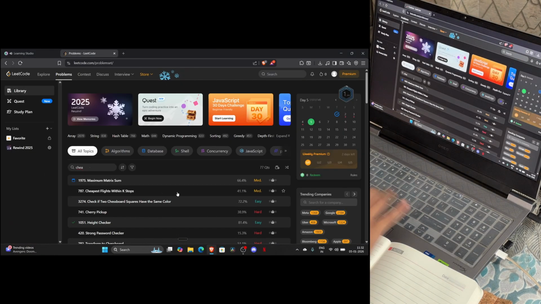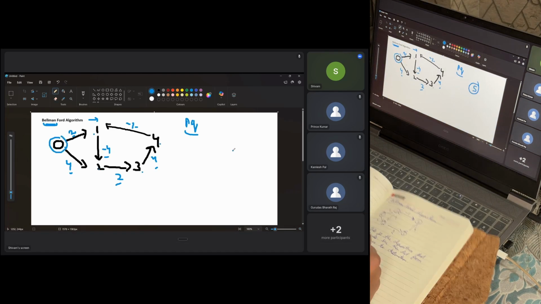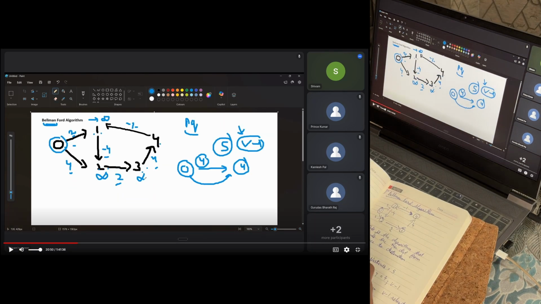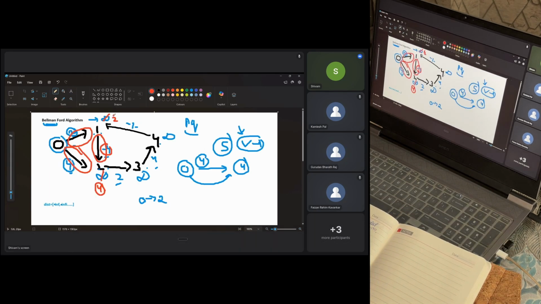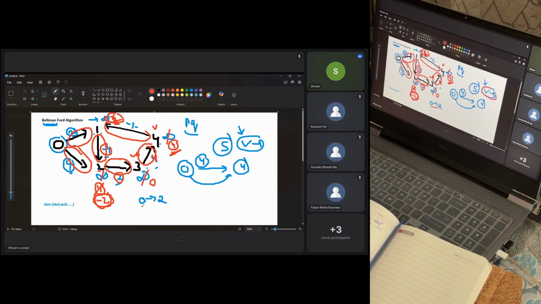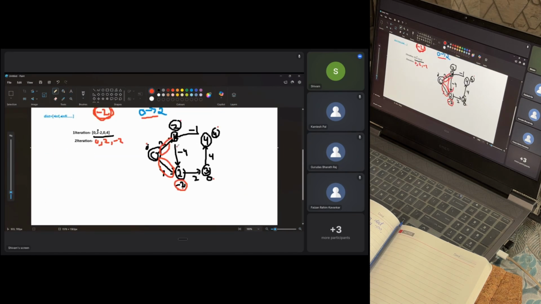In today's lecture, we discuss the Bellman-Ford algorithm. Bellman-Ford is a shortest path algorithm used on weighted directed graphs, and the key reason we use it is because it can handle negative edge weights. Unlike Dijkstra, Bellman-Ford does not assume all weights are non-negative.